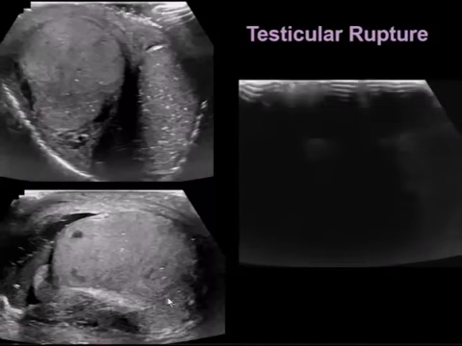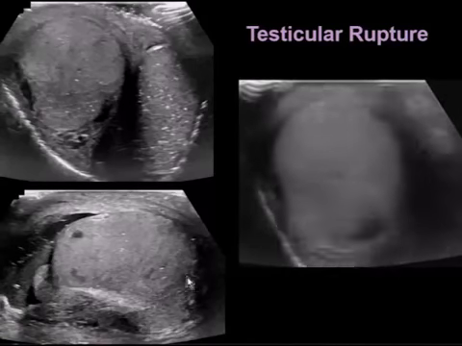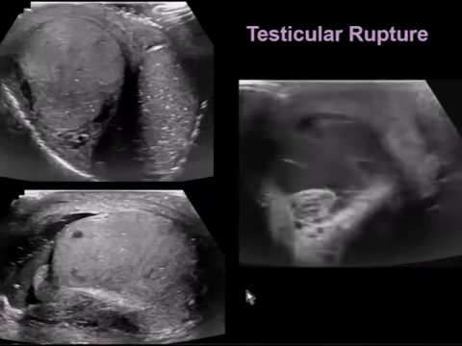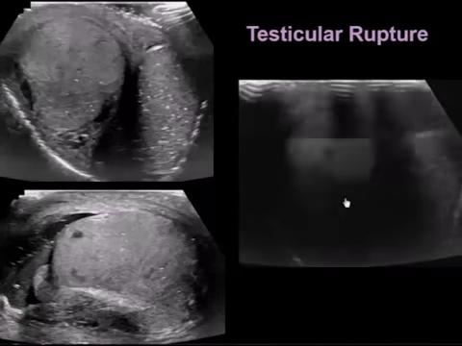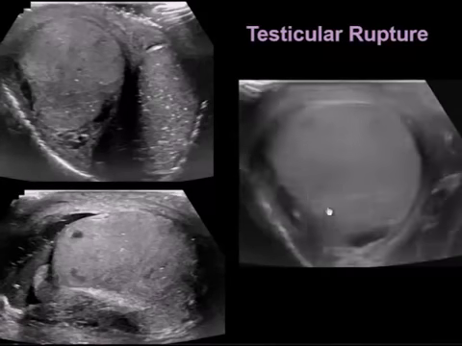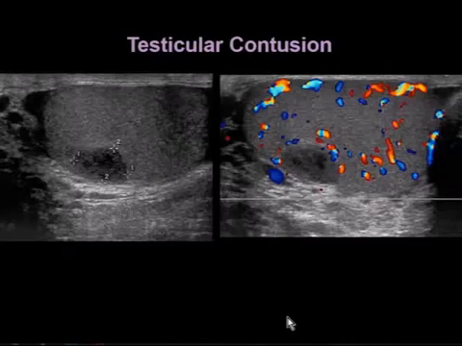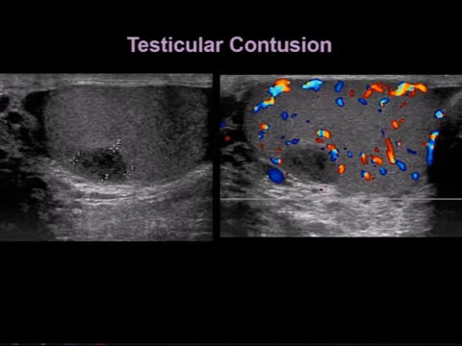When we look longitudinally, we see disruption of the posterior lower pole of the testicle with protrusion of some of the testicular parenchyma. And then if we look at the clip, we can see that region of extruded parenchyma through the defect in the tunica. This patient has a testicular contusion. Contusions can look like intratesticular masses and can raise concern for malignancy.